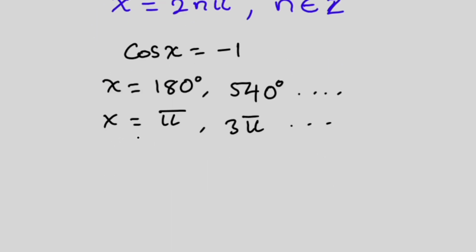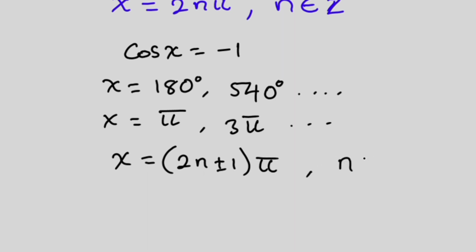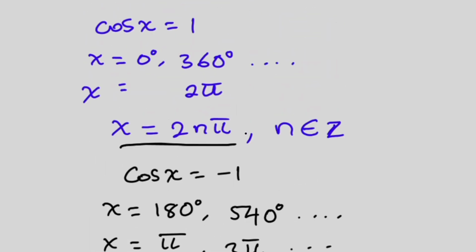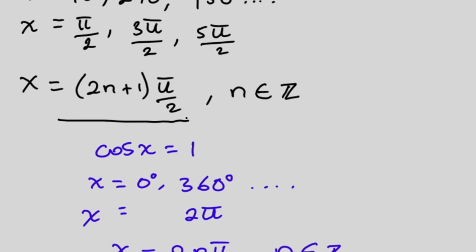To get a general solution to this equation, we're going to have x is equal to a certain odd number, which is 2n plus or minus 1 times the first answer here, which is pi. Now remember, n is also an integer. So basically, these are the general solutions to the problem. This is the first one, then this is the second one, and lastly, this is the third one.